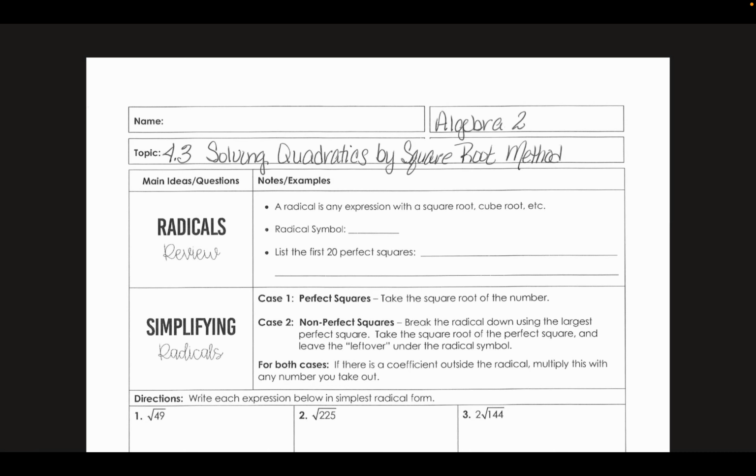Welcome everybody to Algebra 2, Section 4.3, Solving Quadratics by the Square Root Method. So let's talk about radicals and let's just review them a little bit here. We practiced radicals back in Unit 1 as well.